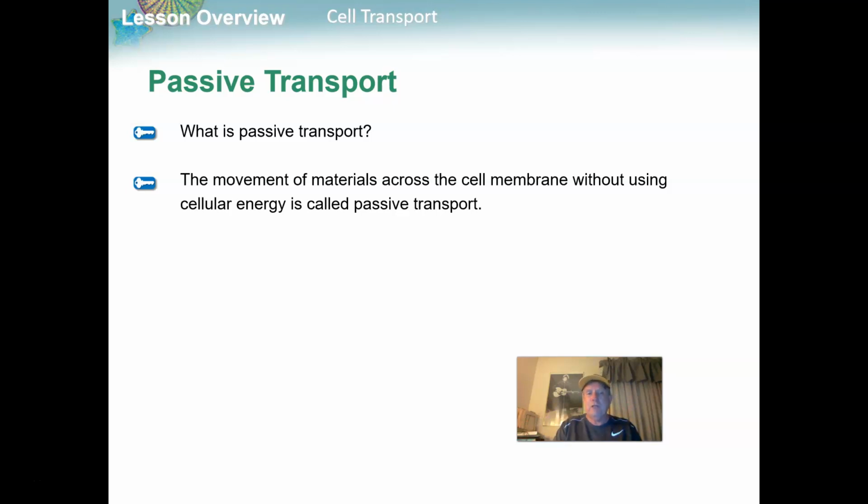The movement of materials across the cell membrane without using cellular energy is called passive transport. In later lessons, you will learn about cellular energy being a thing called ATP, adenosine triphosphate.